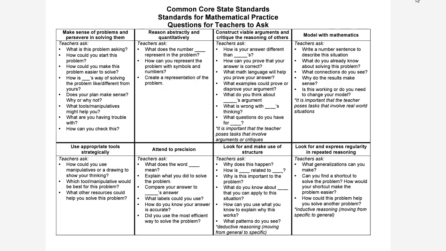Explain what you did to solve the problem. Compare your answer to somebody else. Do they make sense? Do they match up? Why or why not? What labels could you use in your solution? How do you know your answer is accurate? Did you use the most efficient way to solve this problem?